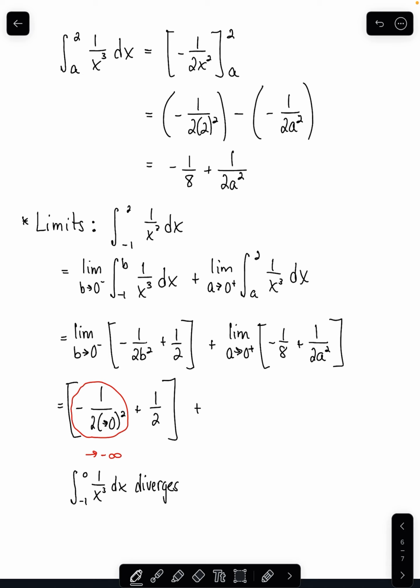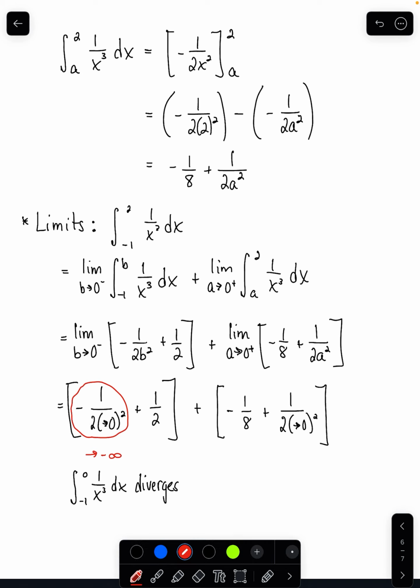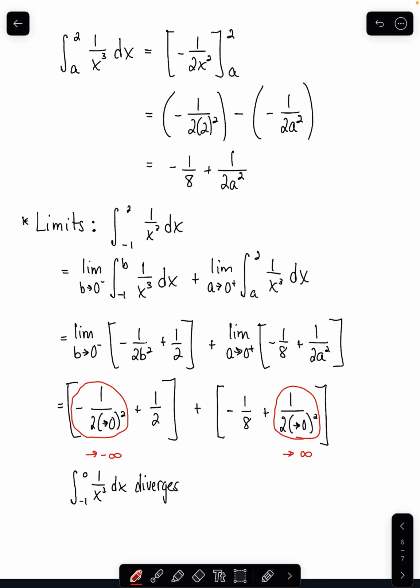Now, if we wish to approach the other part of this, we have negative 1/8 plus 1 over 2 times a squared, where a is approaching 0. And we have the same situation here, where this term is going to end up approaching infinity. Please do not be fooled by the fact that one of them is approaching negative infinity while the other is approaching positive infinity. We know that to be an indeterminate form. That does not necessarily cancel out to 0.